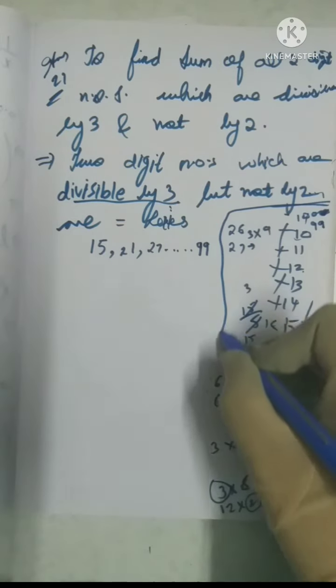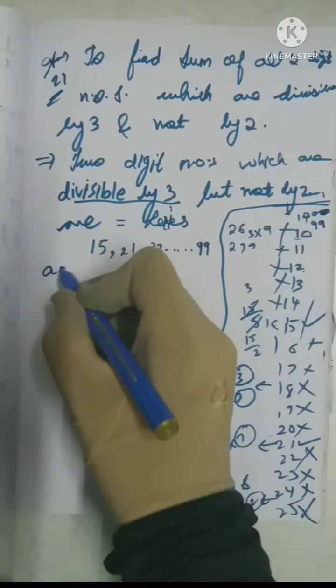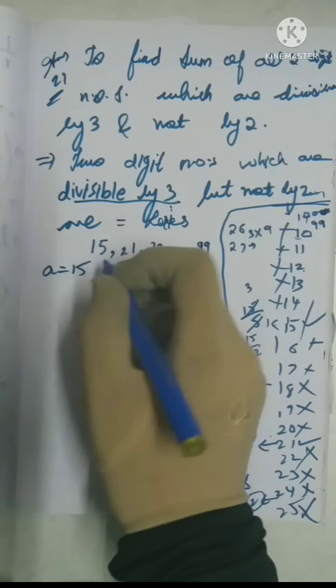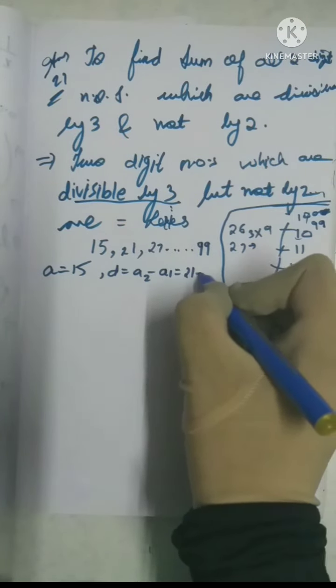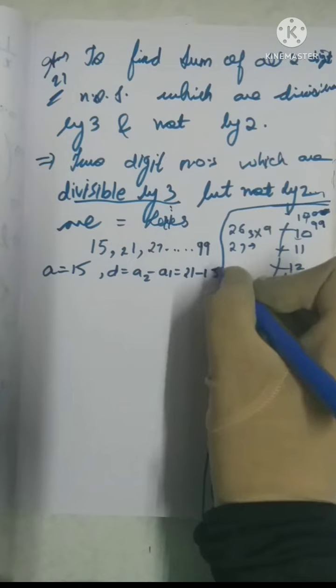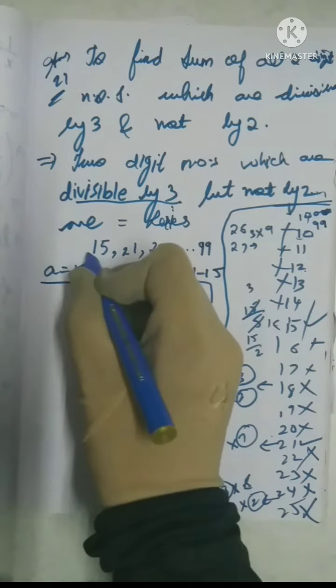All this I am going to write in the working column. Okay, so this is my series which I have. From this series I can write the value of A, which is called the first term, that is 15. Common difference is A2 minus A1. Here we have A2 is 21 minus A1 is 15. 21 minus 15, if you subtract you will get 6. So we have first term is 15, common difference is 6.